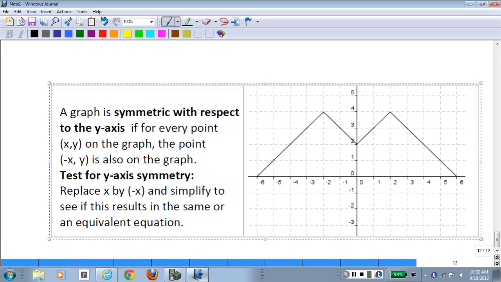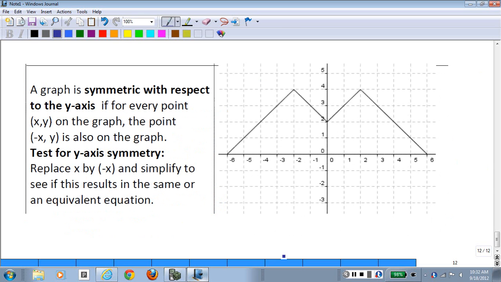Could look something like this. A graph is symmetric with respect to the y-axis if for every point, and here's a reference point, (x, y), on the graph, the image of that point, (negative x, y). Oops, I'm sorry, I was supposed to pause and ask you to produce that ordered pair for me, but does it look like it ought to be true?